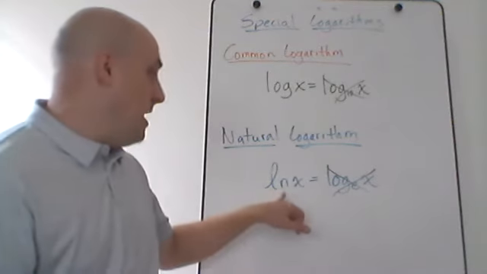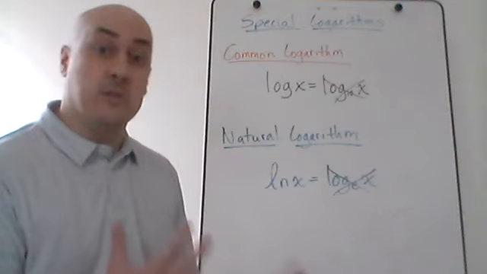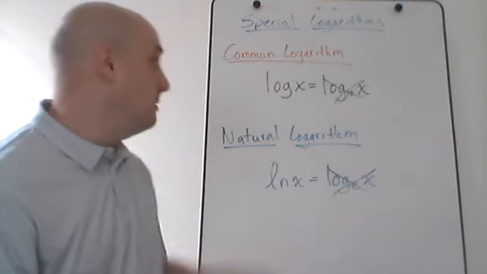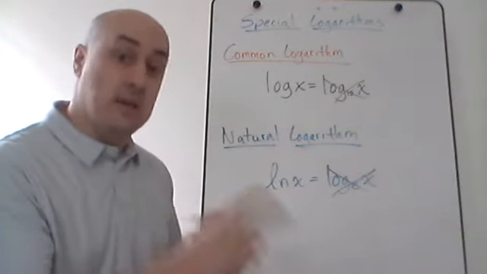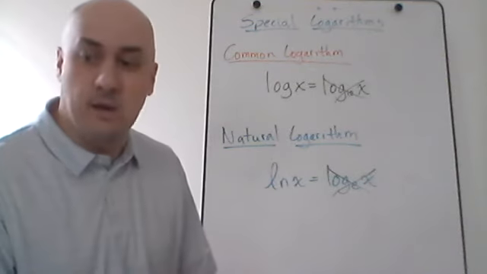They know that the ln and the e to the x are inverse functions of each other, so they have them share the same button. Right? The log and the 10 to the x are inverses of each other, so they have those two share the same button as well.